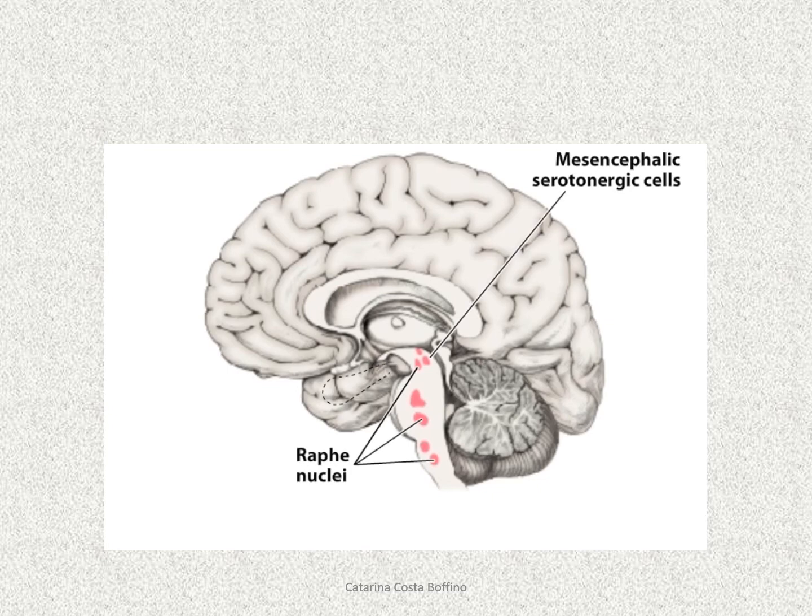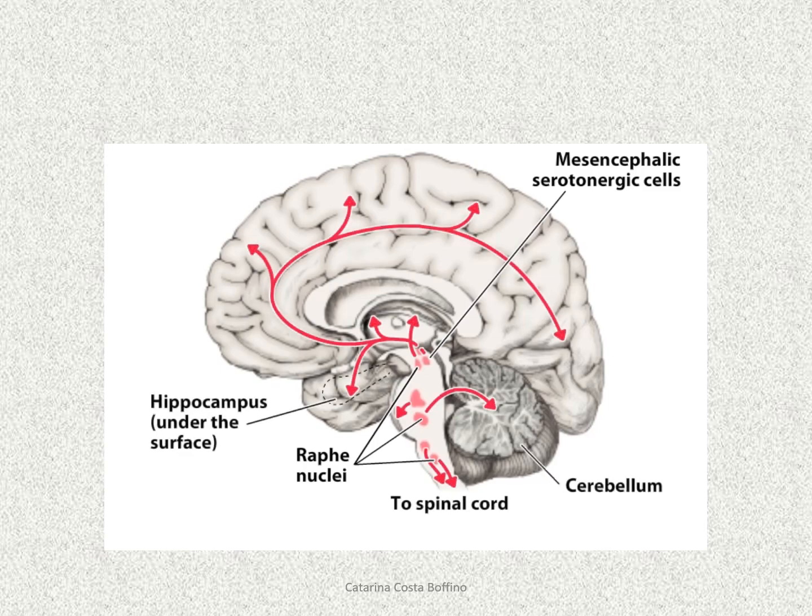Serotonergic cell bodies are relatively few and are concentrated in the raphe nuclei of the midbrain and brainstem along the midline. Large areas of the brain are innervated by serotonergic fibers. Serotonin has been implicated in the control of sleep and wakefulness, mood, anxiety, and many other functions.